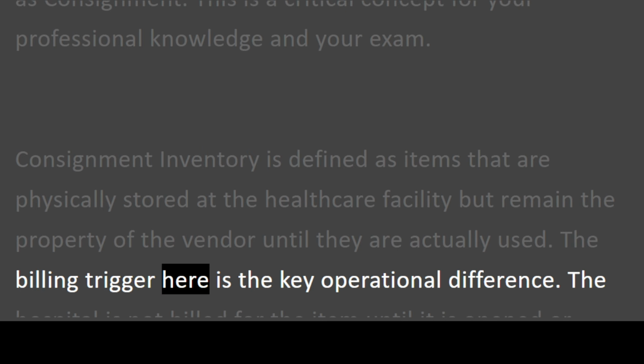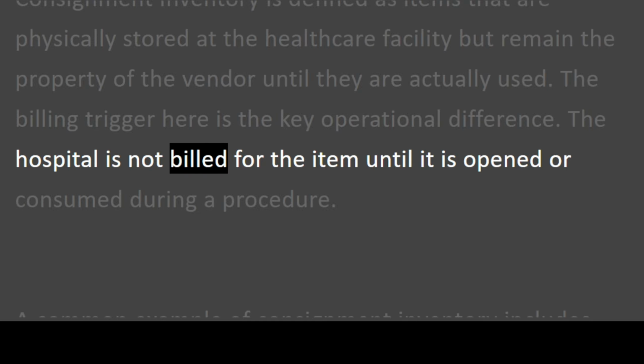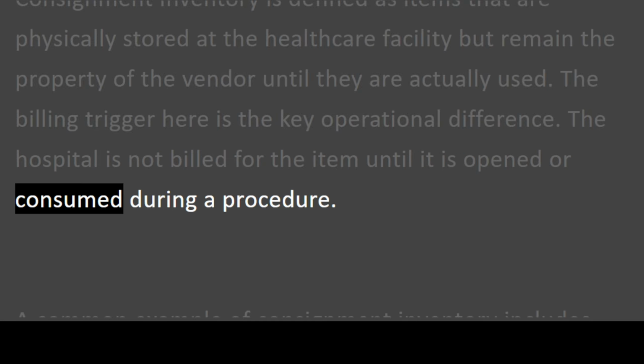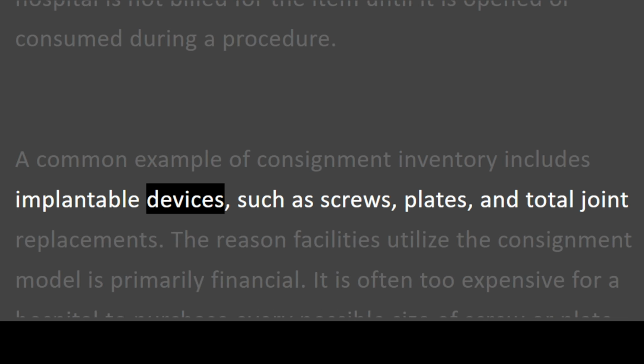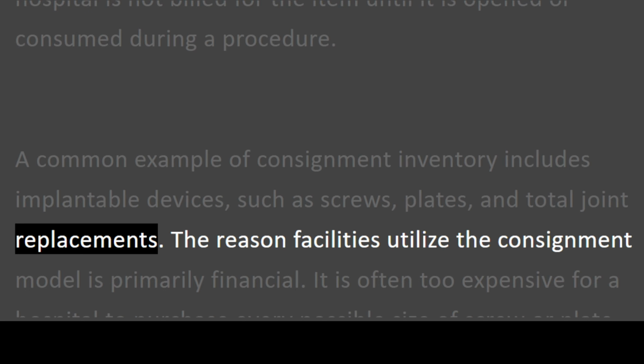The billing trigger here is the key operational difference. The hospital is not billed for the item until it is opened or consumed during a procedure. A common example of consignment inventory includes implantable devices, such as screws, plates, and total joint replacements.